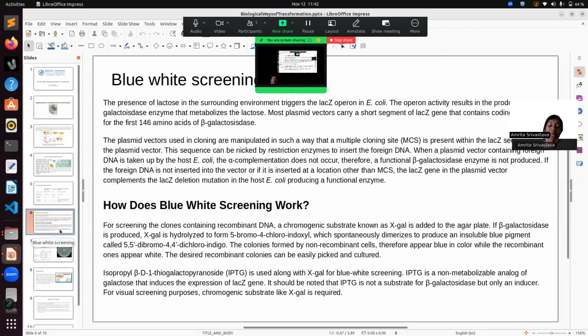So we get an idea: if the transformation has occurred, the bacterial culture that grows is white in color. And if the transformation has not occurred, then the beta-galactosidase will be produced as usual, and X-gal will be digested into blue color.